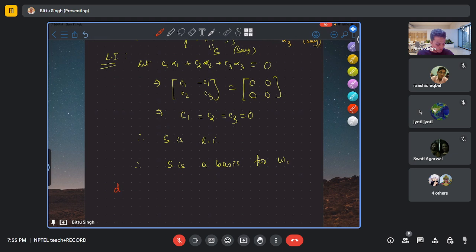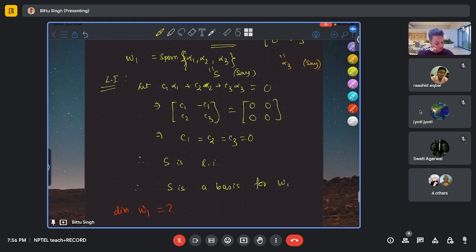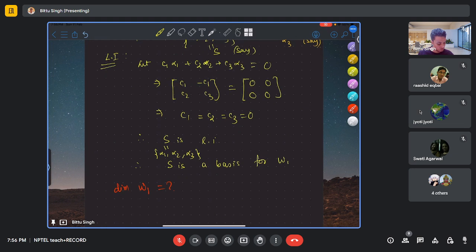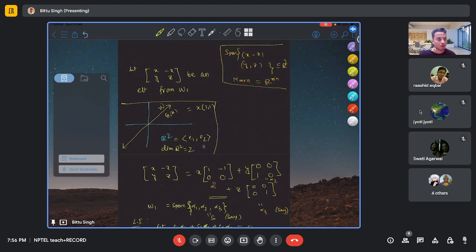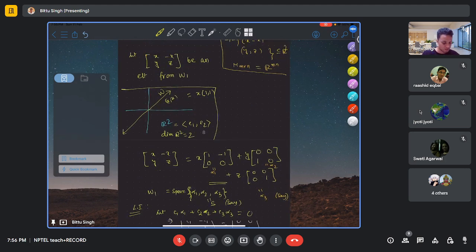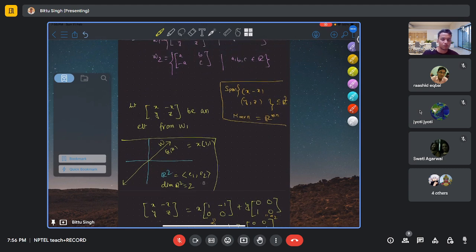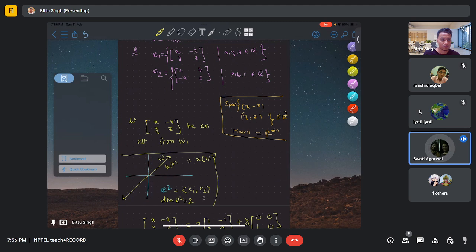Now the question, what will be the dimension of this space? You can see that the basis contains three elements, alpha 1, alpha 2, alpha 3, which implies the dimension will be 3. Swati, is it clear? Yes, yes, sir.